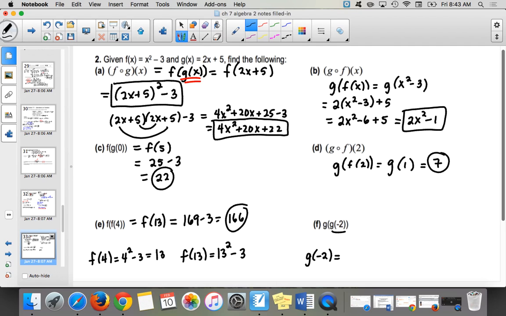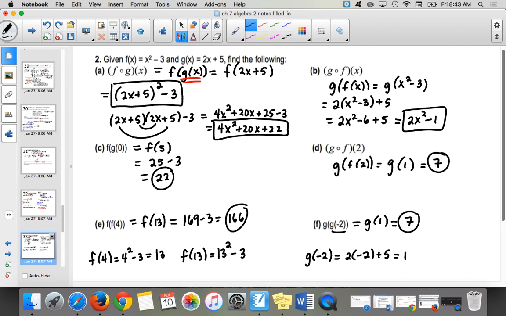So I have 2 times negative 2 plus 5. So negative 4 plus 5 is 1. So we have g of 1. So g of 1, we go back in, we say 2 times 1 plus 5, so we get 7.